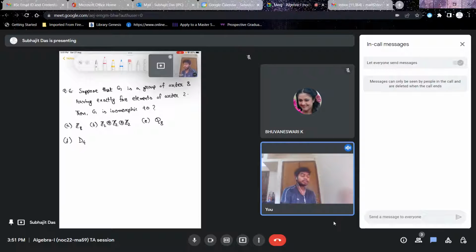So your first option is Z8. Your second option is Z2 direct sum Z2 direct sum Z2. C is Q8, which as you know is the quaternion group. And the fourth one is D4, which is the dihedral group consisting of 8 elements. That is, as you know, the group of symmetries of the regular square.